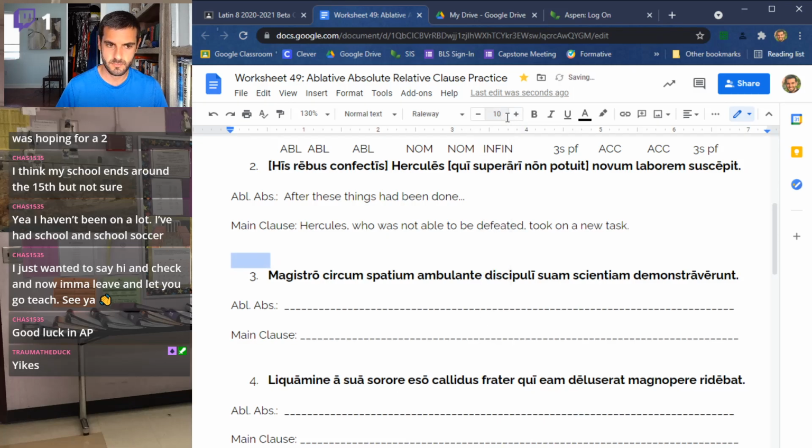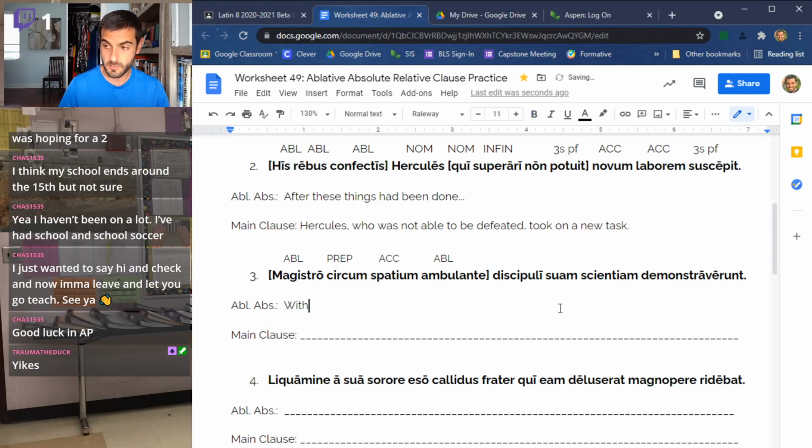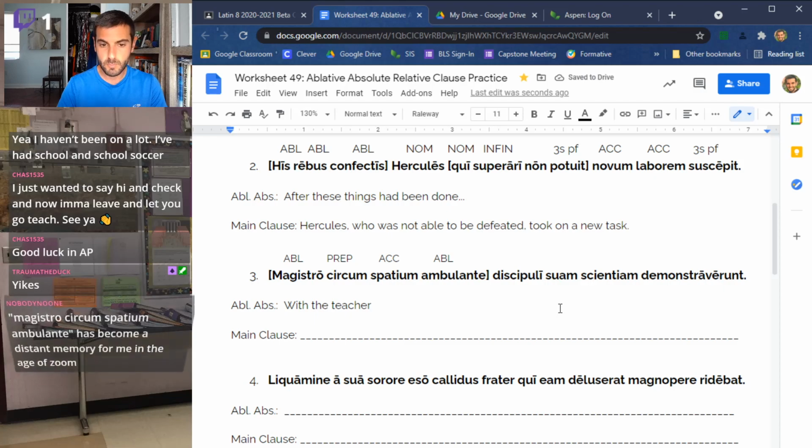Let's change this to 10-point font. Here we go. Magistro in the ablative case. Circum, the preposition around, and then it takes the accusative, so that's spatium, around the space. That's what spatium means. And then we've got ambulante, fan favorite there, one of our participles that we know and love. So from one ablative to the next, this is our ablative absolute. We start with the word with, magistro, with the teacher. Ambulante.